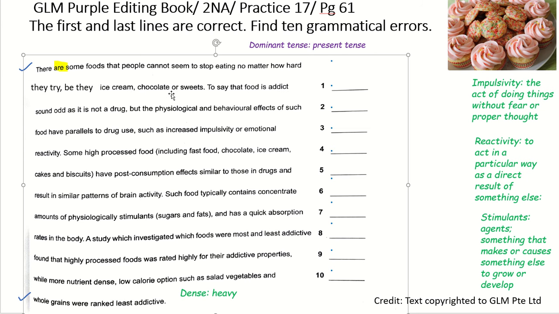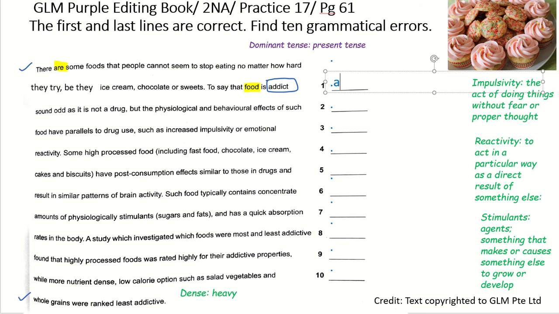Ice cream, chocolates, or sweets. To say that food is addictive sounds odd. Yes, indeed, it sounds odd. It should be food is addictive. Okay, because we're trying to describe the noun food. So to describe it, you should use addictive, which is an adjective. Right?